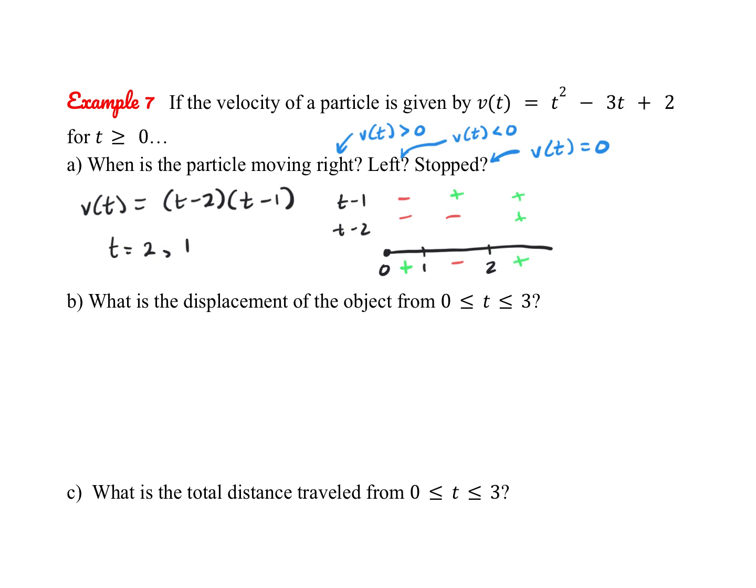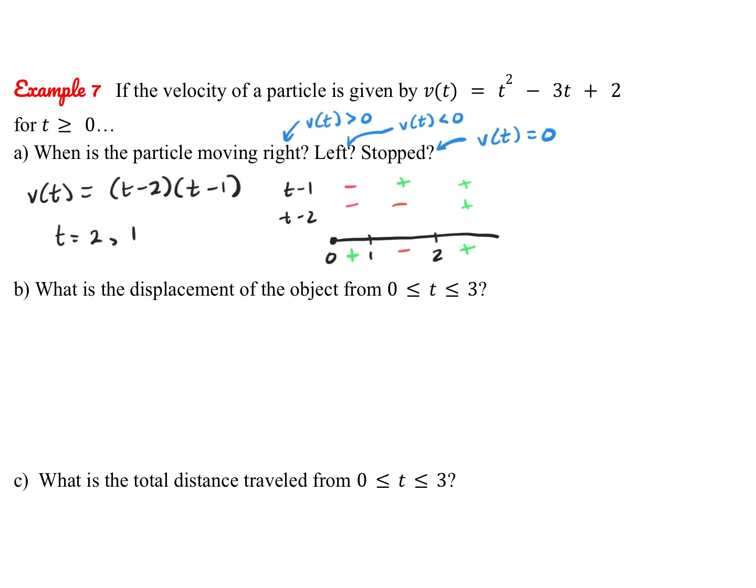So we can see that our particle is moving to the right from 0 to 1 and from 2 to infinity seconds. It's moving to the left from 1 to 2 seconds, and it's stopped when t equals 1 and when t equals 2.